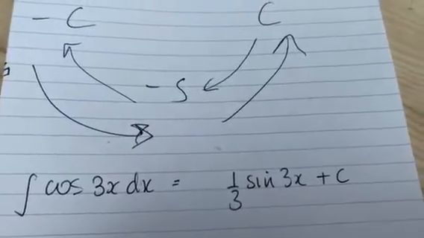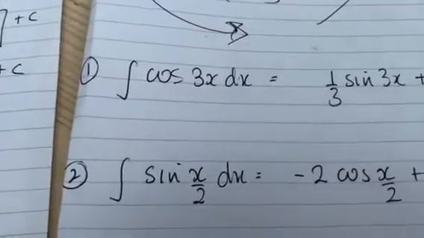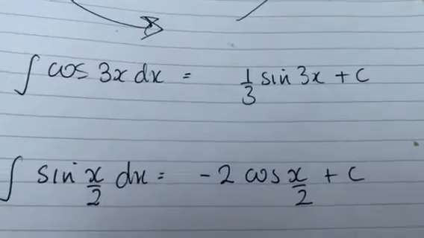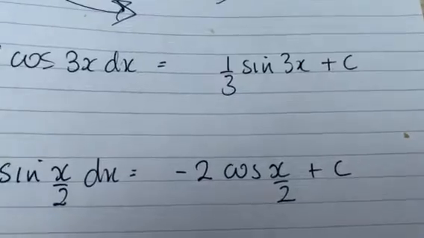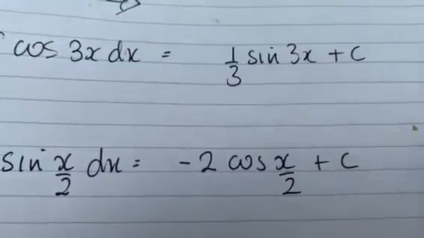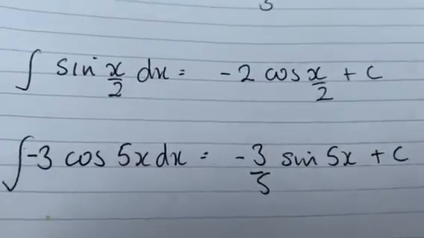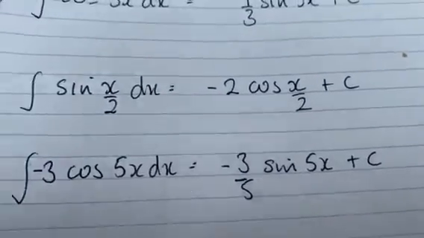So your integral of cos 3x is going to be a third sine 3x. You know your integral of sine is minus cos. So obviously you would divide by the derivative of your x. So you would divide by a half. And it's just if you had a bit of a multiple there. So I've put another simple integral using trig.